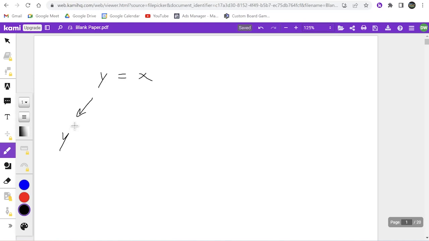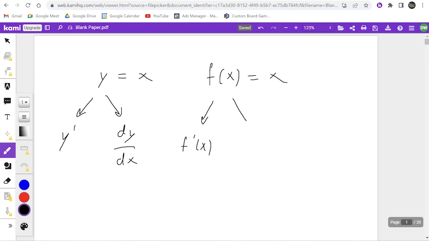I can call it y prime of x, or even just y prime, or I can call it dy dx. Both of these work. Now if I have the function f of x equals x, the same thing, I can call it one of 2 things. One, I can call it f prime of x like this. The other thing I can call it is df dx. And that's how that notation works.